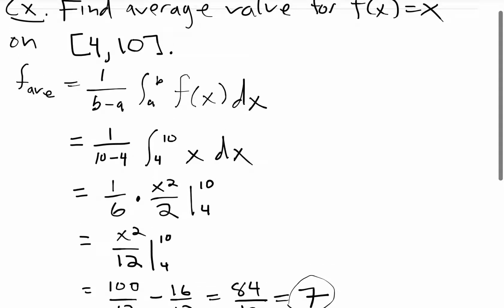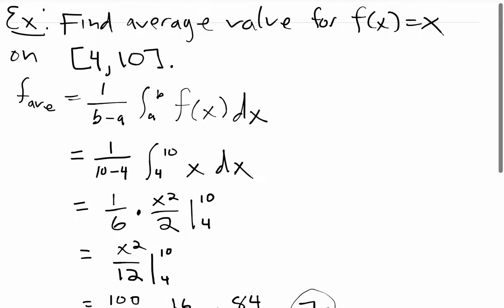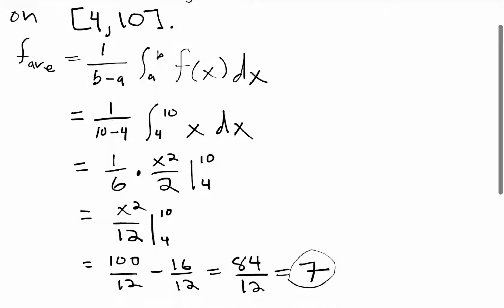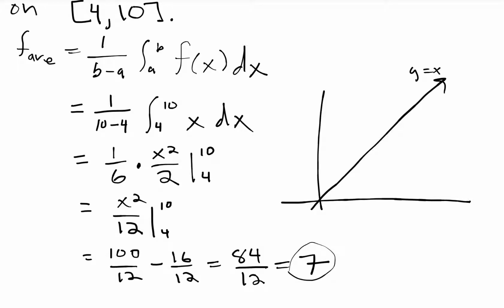Now, if I actually want to look at the function that I was using again, f of x equals x, on the interval 4 to 10, here's kind of what that's saying, and it's a nice way to get a geometrical interpretation of this. I've got this function, y equals x, on the interval from 4 to 10. So that's going to be this region right here.